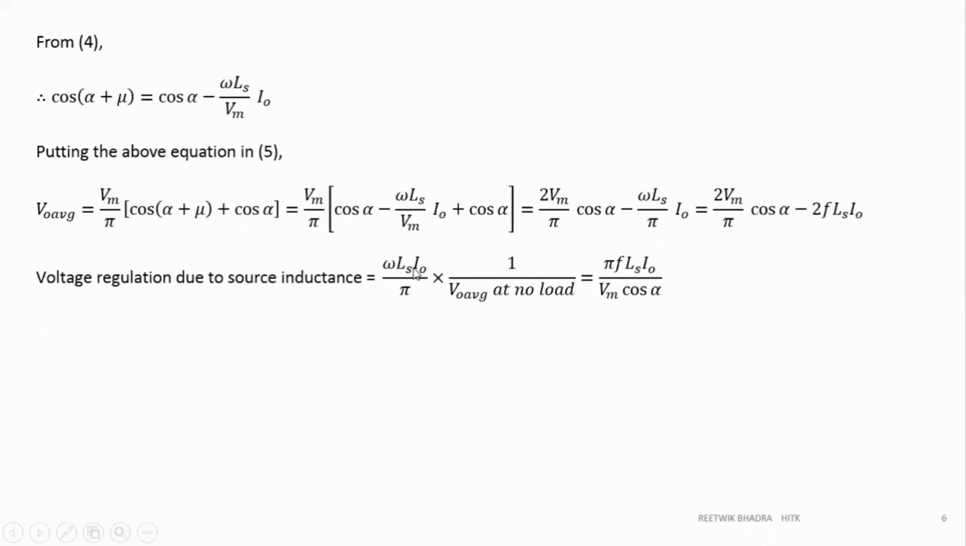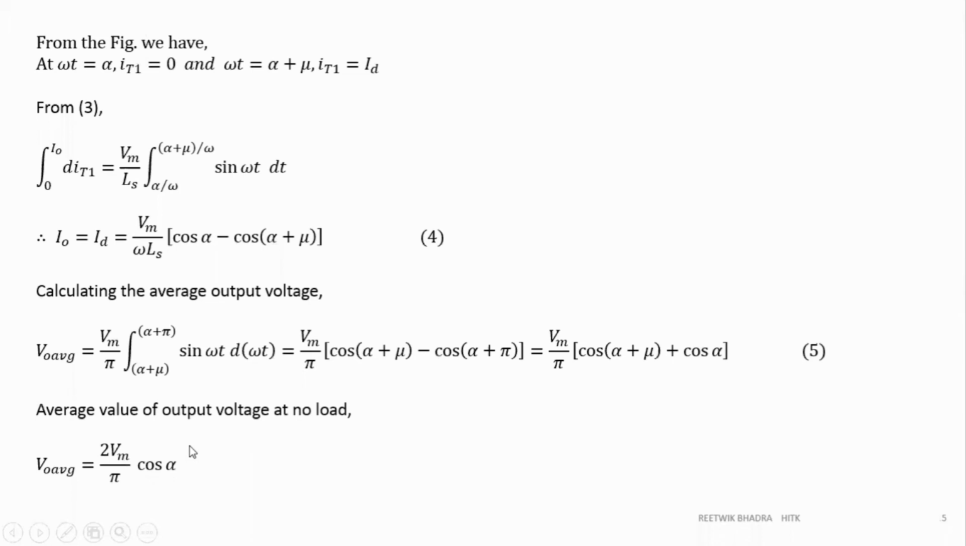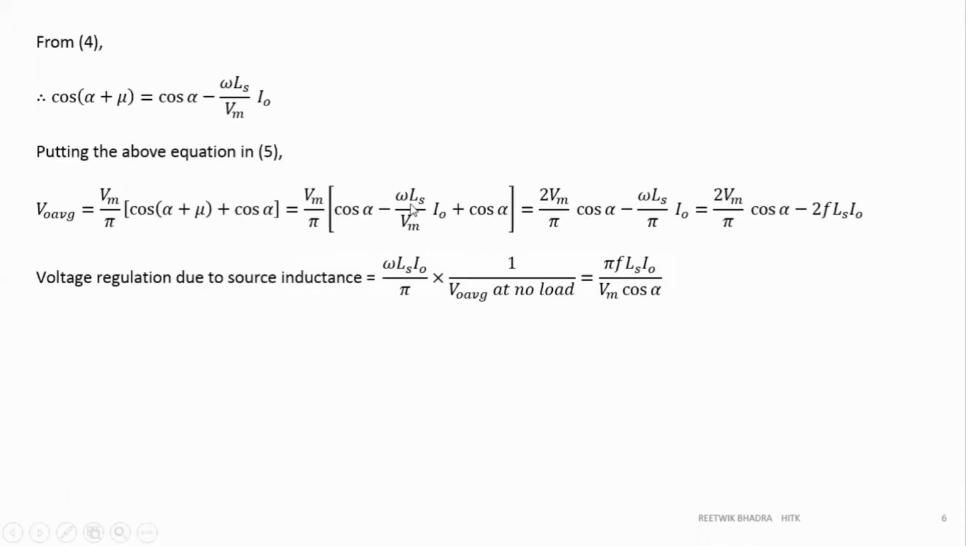Okay, no load is how much? 2 Vm by pi cos alpha. 2 Vm by pi cos alpha minus your full load is this one. Oh, sorry, this will be, what I have done to make it positive, right? 2 Vm by pi cos alpha minus this one minus that term. So that will give you this term omega Ls by pi I naught by voltage V naught average at no load. You can do the opposite also. This minus this by that. I have used the other one, means putting this value minus the actual value by no load. So you can use this formula over here.